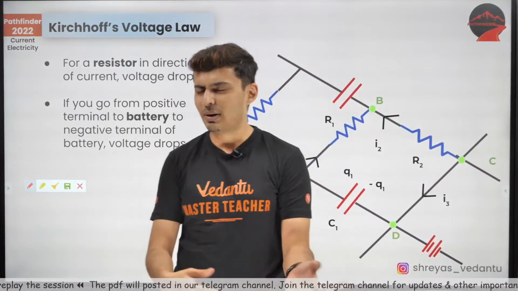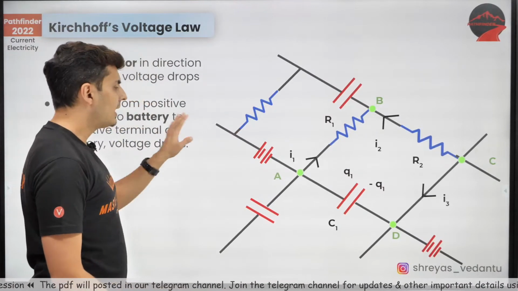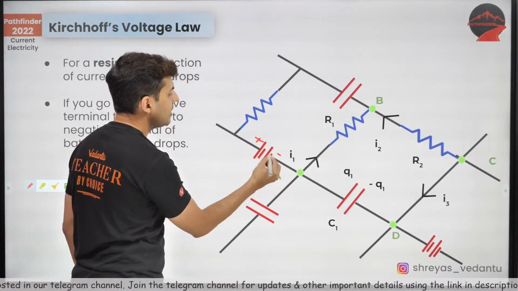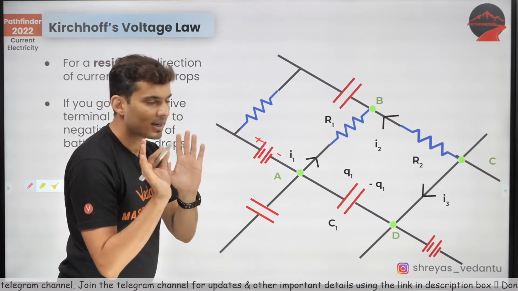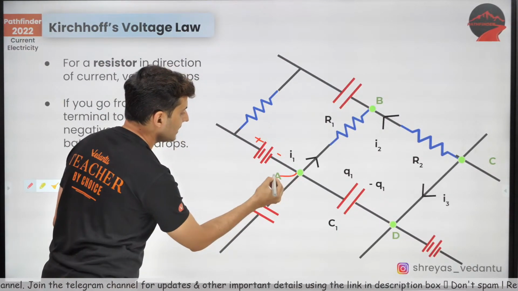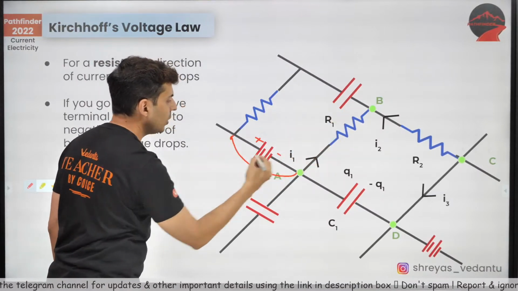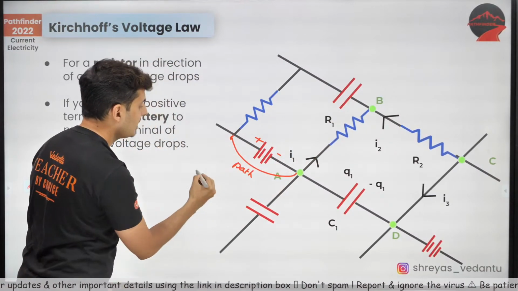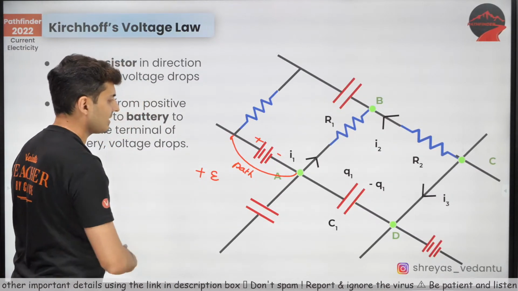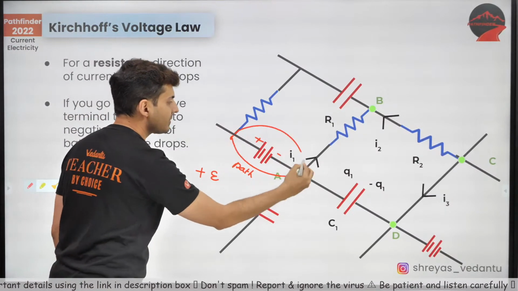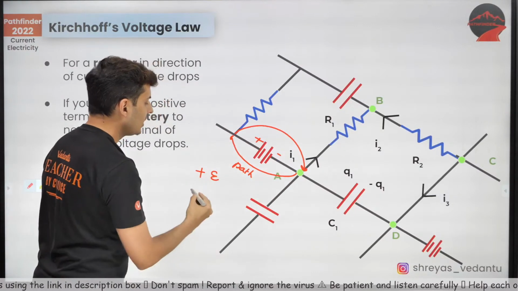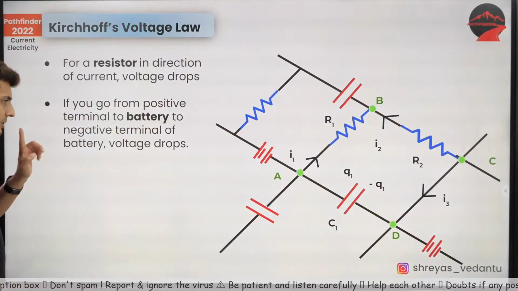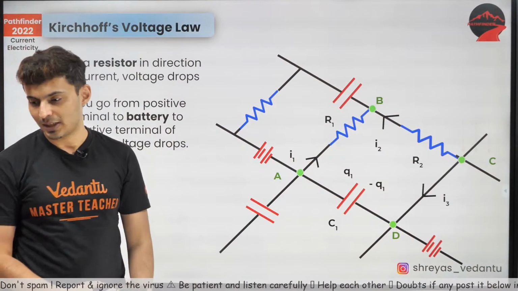For batteries, it's very simple. You don't take into account what is the current. Just check whether you are going from negative to positive or positive to negative. For example, if somebody is traveling from this point to this point in a big loop, if this was the path, then you are going from low to high. So the term that you will be using is plus E. If you are going from this point to this point, high to low, then you will be using minus E. Is that clear? Let's do some questions so that you will get a hang of it.